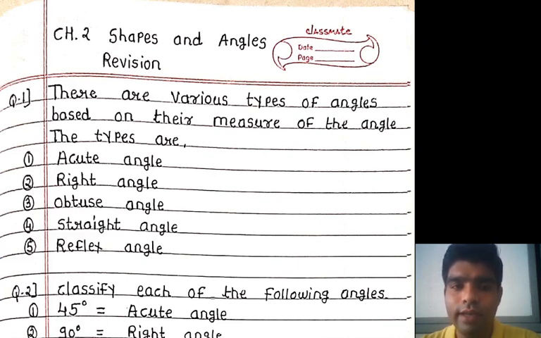Now the second one, start from the right angle. Now we have to define the right angle. An angle which measures exactly 90 degrees. Not in between, this is exactly 90 degrees, and this type of angle is called a right angle. This is the definition of a right angle.